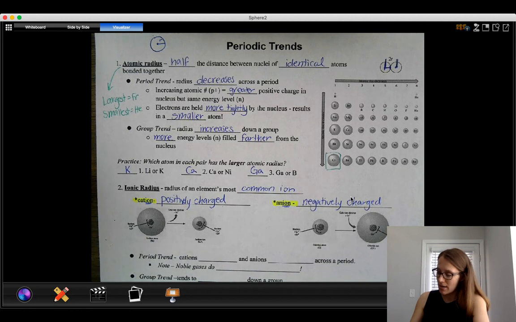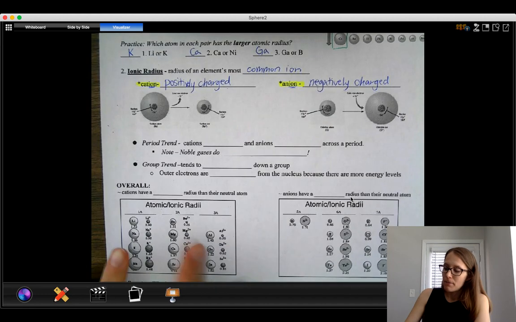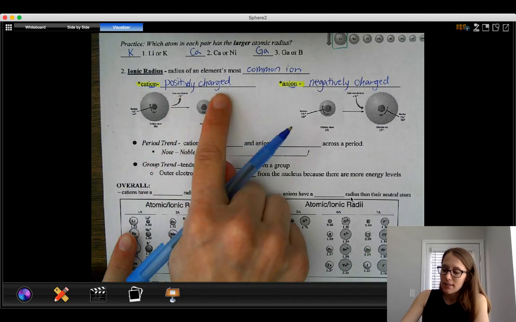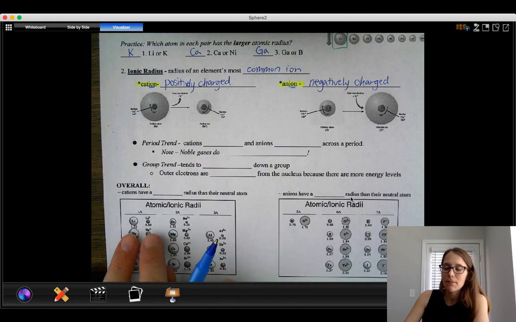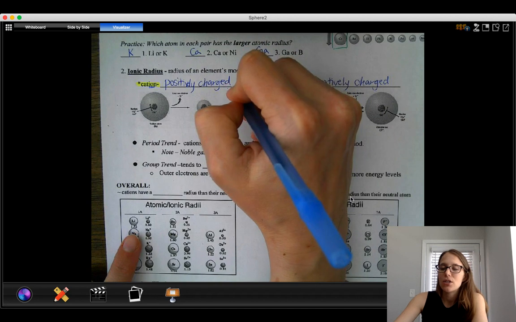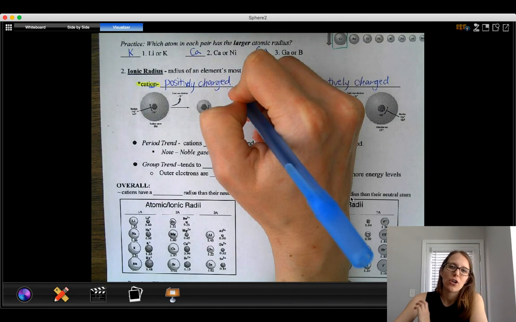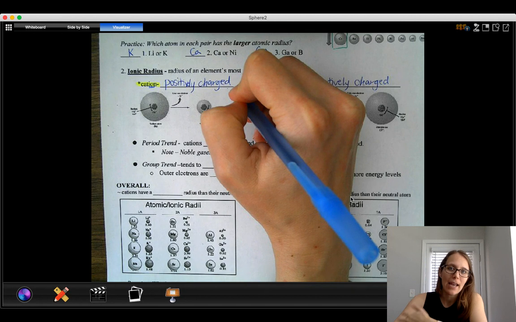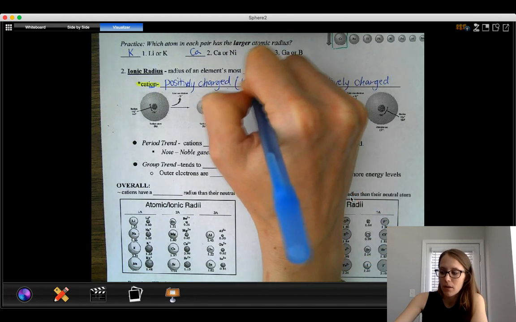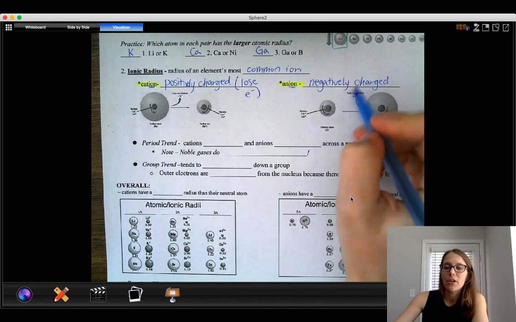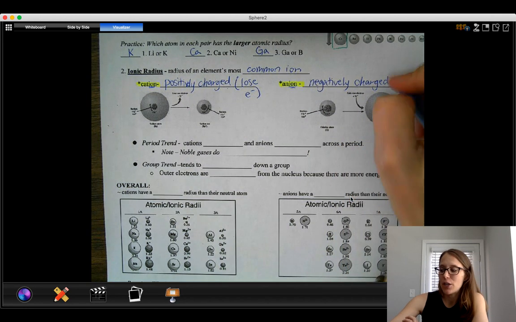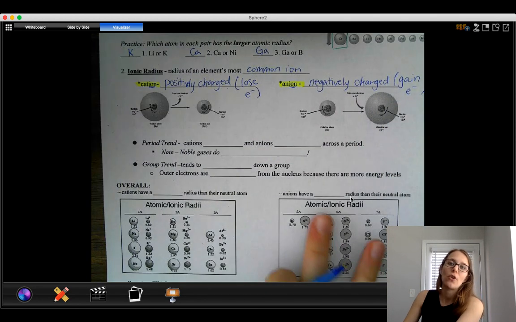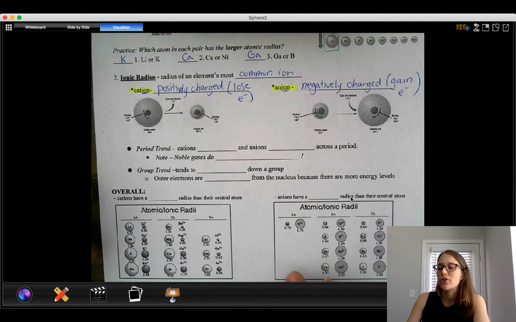So for our trend, we're going to skip down to the pictures down here. If we have something that's a positive charge, the way that an element becomes positively charged is it has to lose electrons. Electrons have a negative charge. If you lose negatives, you become positive. If you're negatively charged, then that means that you've gained electrons. Electrons are negatively charged, so the only way to become negatively charged is to get extra electrons.